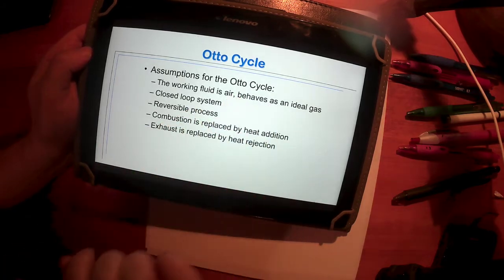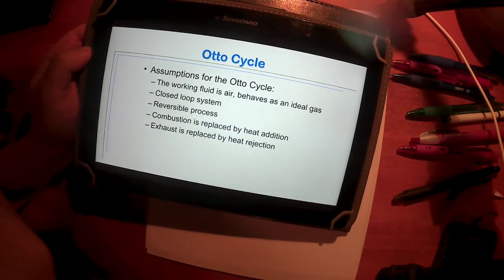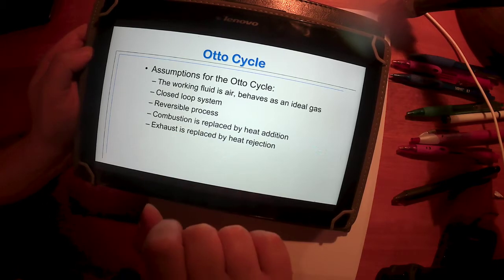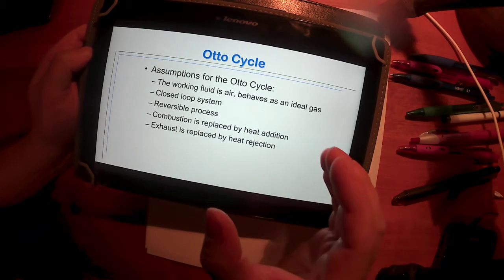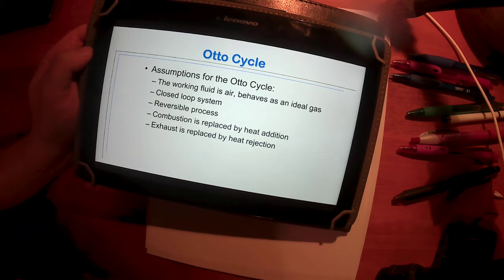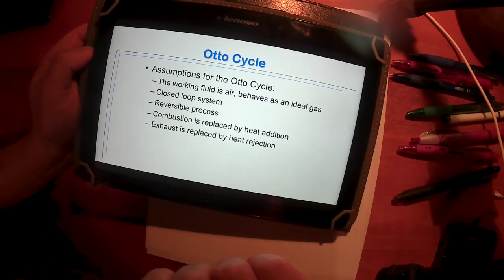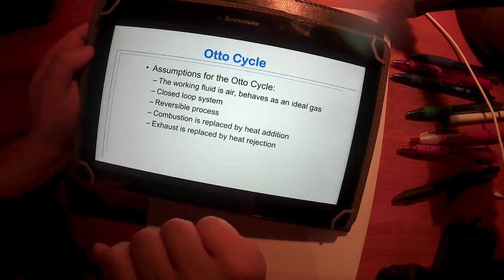Again, we're going to assume that it's a closed loop. We're not going to worry about the exhaust and the bringing in of new air-fuel mixtures. We're going to assume that I've got a bubble of air trapped in a cylinder, that we're going to heat up, and we're going to cool back down. Okay? So it's going to be a closed loop, just a bubble of air, going to behave as an ideal gas. All of these processes are reversible. We're not generating any entropy.